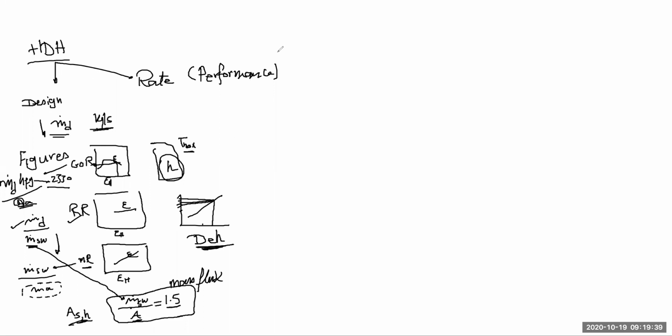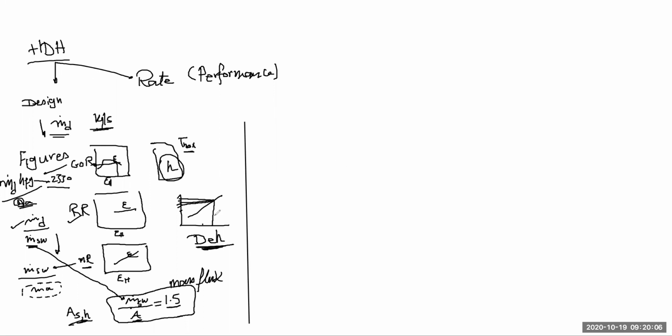Now, the second kind of problems that you can have dealing with HDH systems is the rating problems. You have an existing system and you need to do an analysis of the performance. In that case, Muhammad Al-Gham, do you have a question? Yes, Doctor. What about the formula that NTU equals UA over C minimum? It's another way to calculate the surface area.